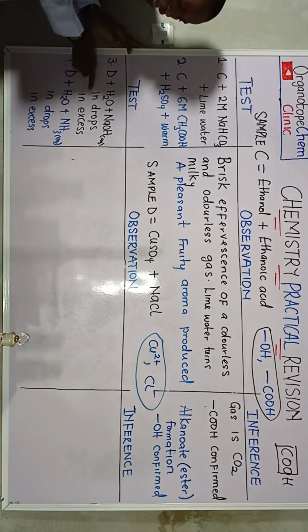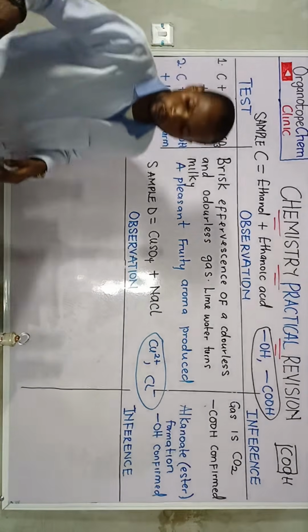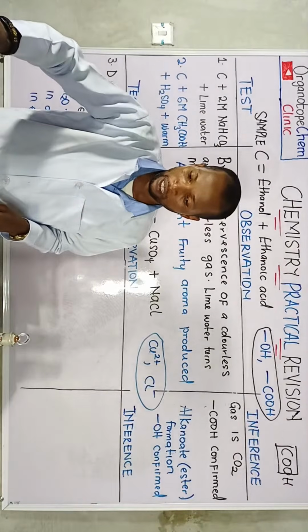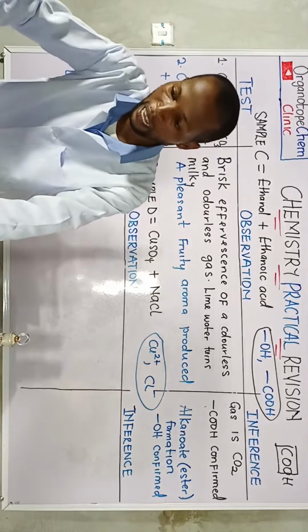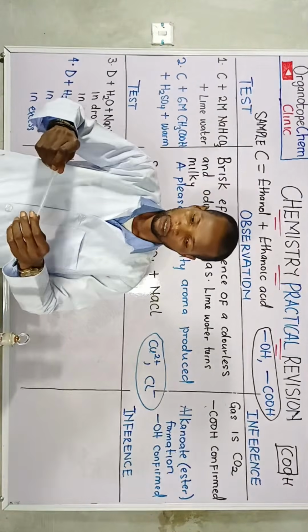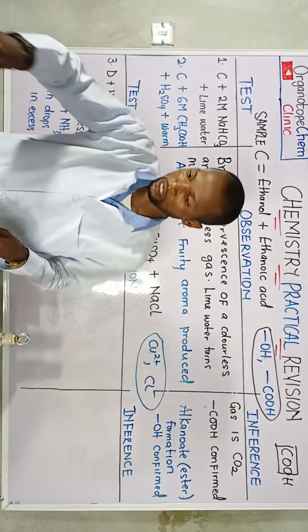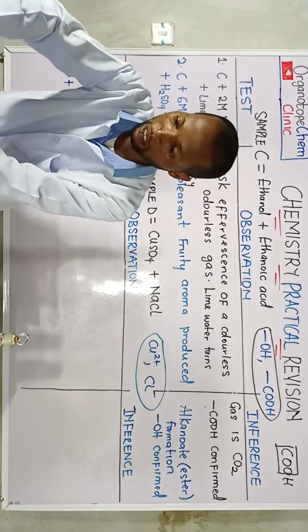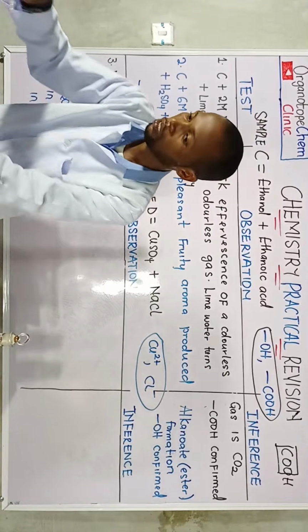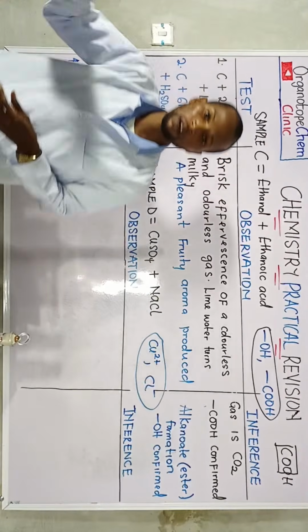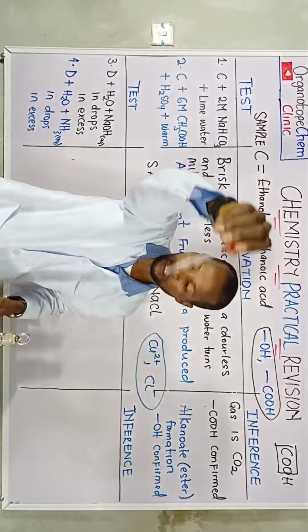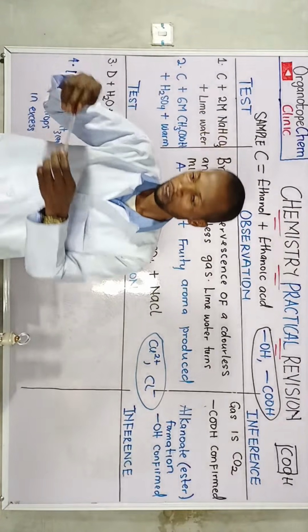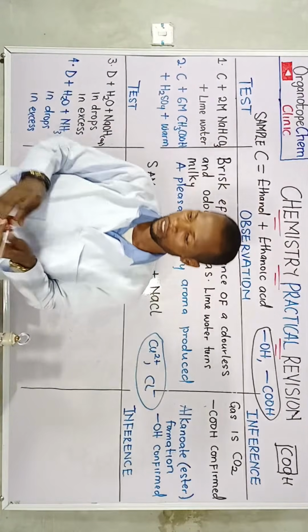Now, we have to add in drops. So we are going to make use of our dropper in order to add in drops and in excess. Okay? So we are going to make use of the dropper to add in drop and in excess. So let me rinse my dropper. So here is the dropper that I'm going to be using for this test. So I have to rinse the dropper. It's kind of dirty.